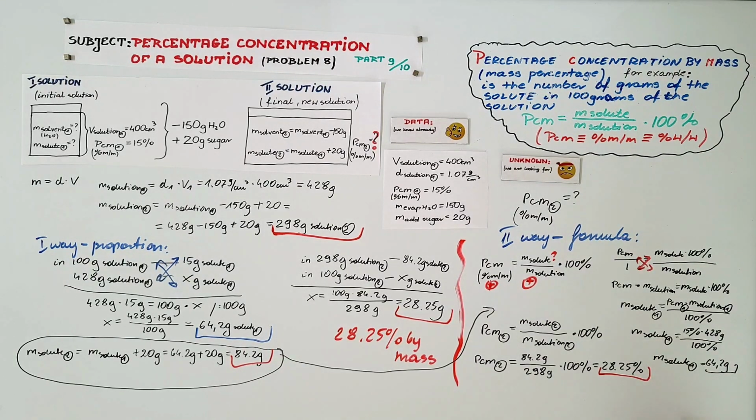So percentage concentration by mass of the new or second solution equals 28.25% by mass. We solve this problem in two ways, based on proportion and based on formula. You decide which way is easier for you. That is all for this problem.